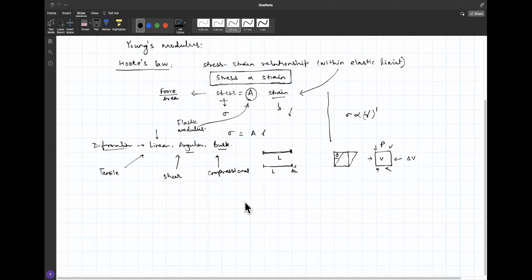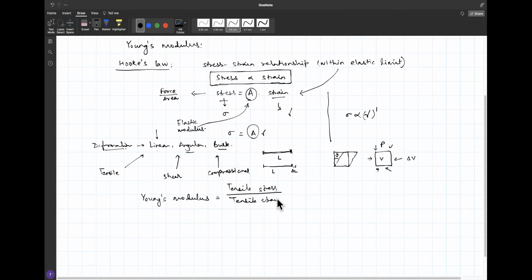You will always encounter these terms. Now we come back to the Young's modulus. Young's modulus is something that relates tensile stress to the tensile strain.